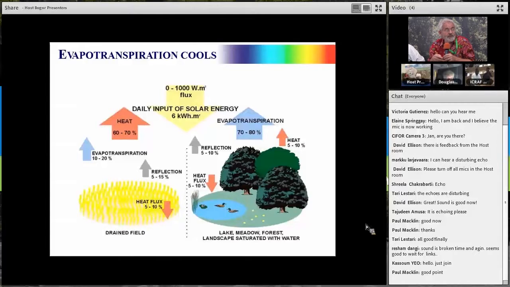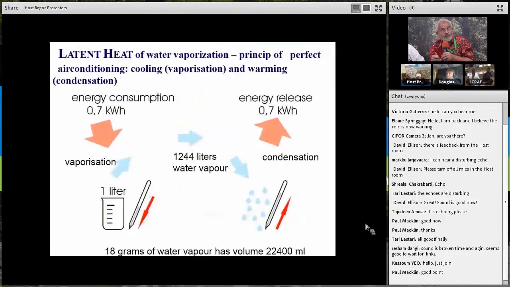If we compare on the left-hand side a drained field where the evapotranspiration is relatively low, we see that it produces a lot of heat, whereas the patch on the right-hand side with trees and ponds of water evaporates a lot of water, and that is called latent heat, but it actually means cooling effects. So there's a direct link between the evapotranspiration and the heat flux, and we get a sense of the amount of energy involved with energy consumption when we vaporize, when we go from liquid to vapor, and at the same time energy release in the reverse process.